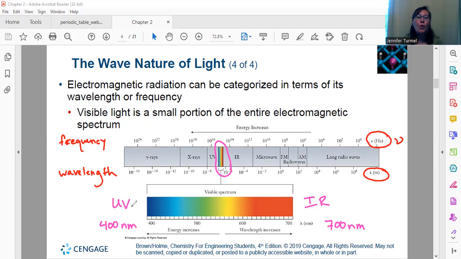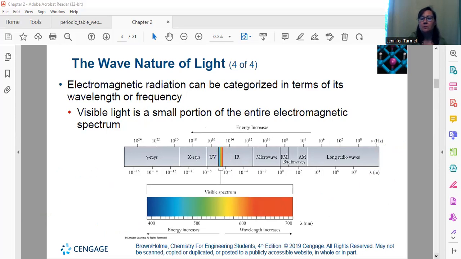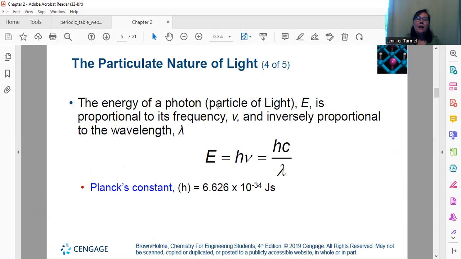For all of this, we're always going to be using that c is equal to lambda nu that we learned on the previous slide. And we're always going to be using the speed of light in a vacuum for all of these, so we can always compare that lambda and nu. Okay, that was the wave properties of light.